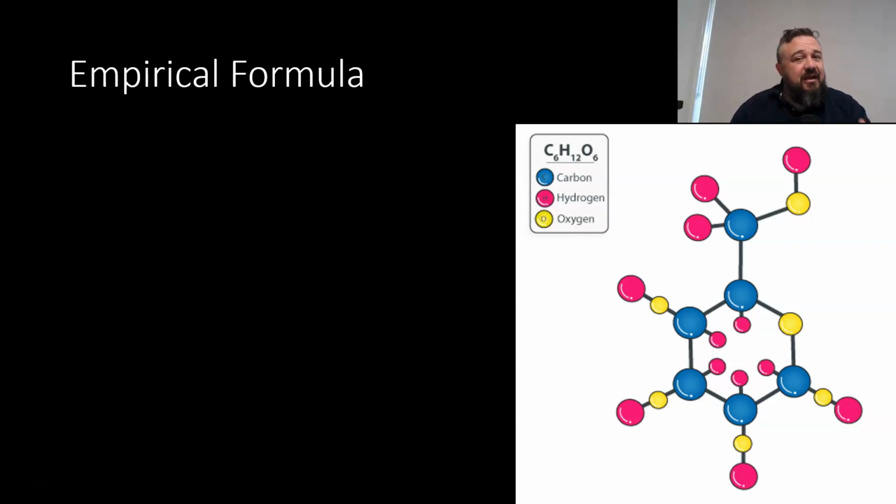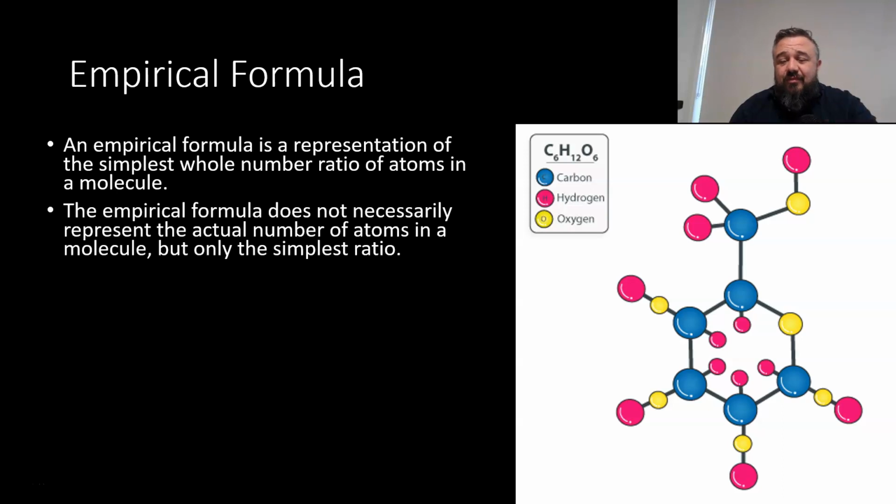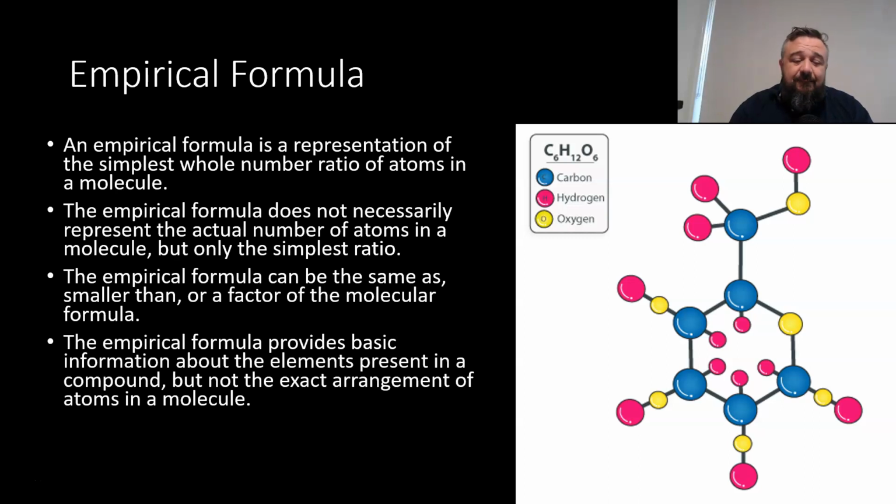The empirical formula. It's fun to work out, and we'll do that in our next video. So the empirical formula is a representation of the simplest whole number ratio of this molecule I'm pointing at. It does not necessarily, although it can, represent the actual number of atoms of each type, but it does keep them in the same proportion. It can be the same as or smaller than the molecular formula, can't be larger. It provides basic information such as what's there, but not how they're put together.